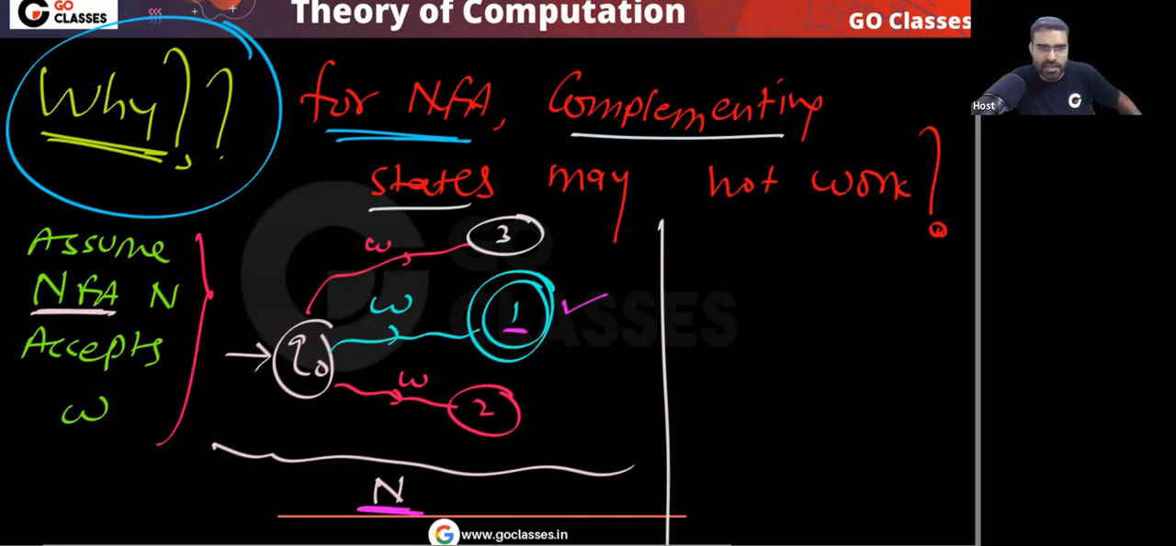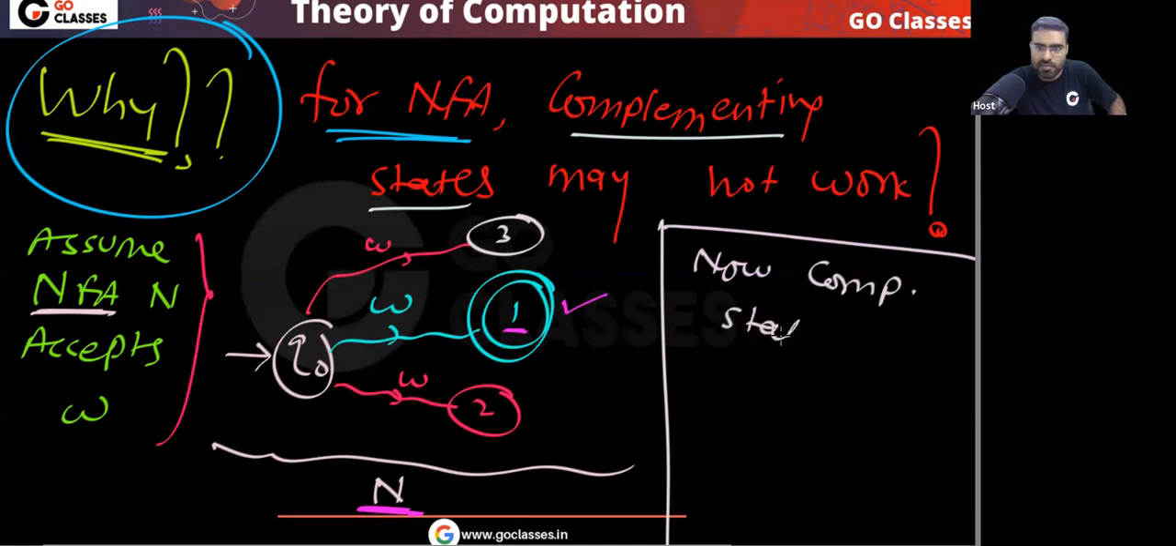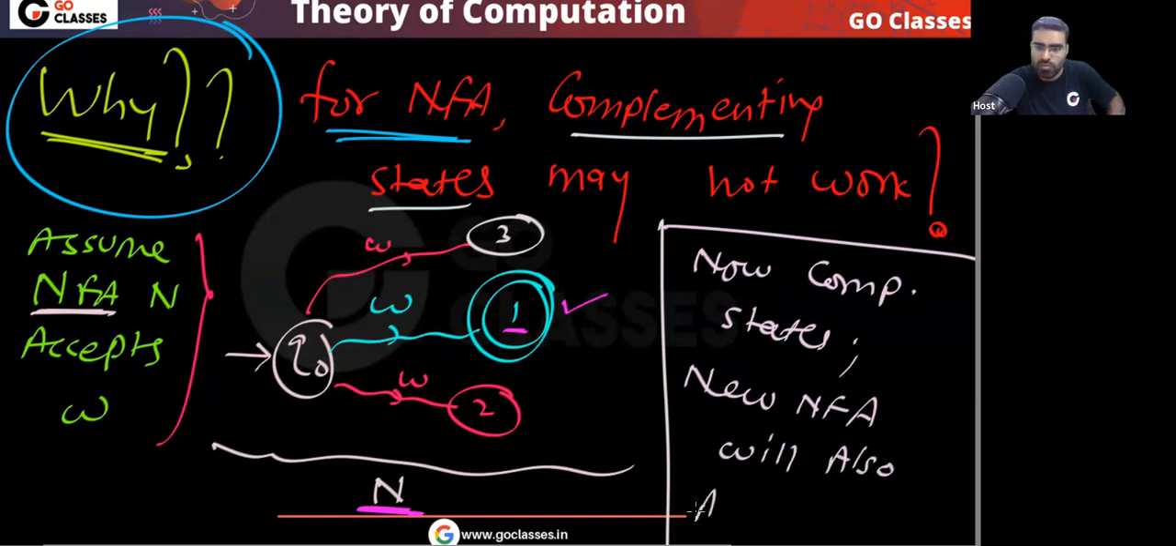Now, if you complement states, will the new NFA accept W or not? What will happen? The new NFA will also accept W, yes or no? Accept W. The new NFA will also accept W because of 2, 3.